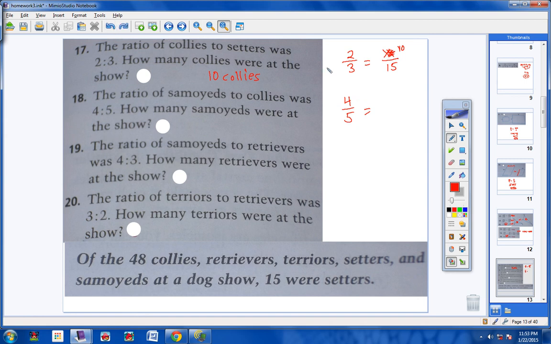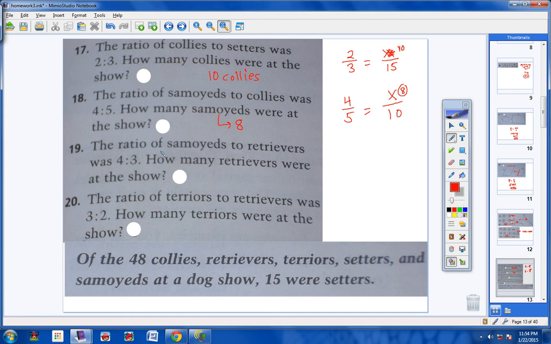Now, how many collies do I have? 10. The question is how many Samoyeds do I have? Well, let's see here. 8 would be the answer. 5 times x is 5x. 4 times 10 is 40. Divide by 5 and you get 8. Alright, so now we know something else. Now we know there's 8 of these types of dogs right here, okay?